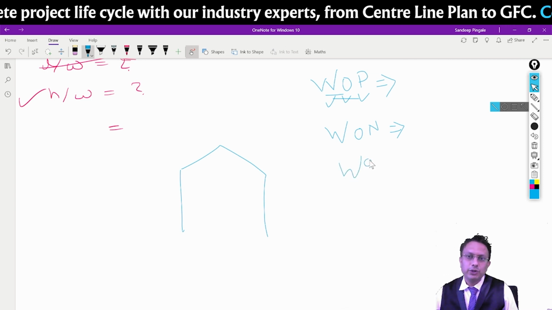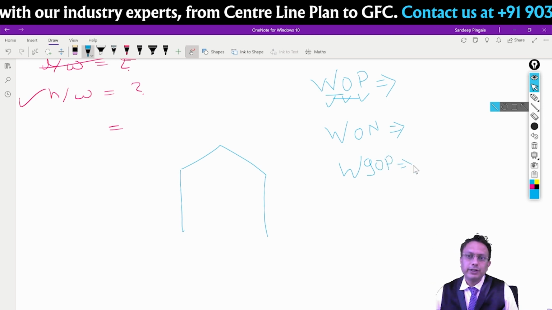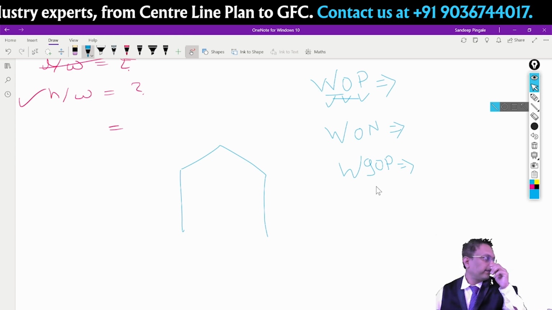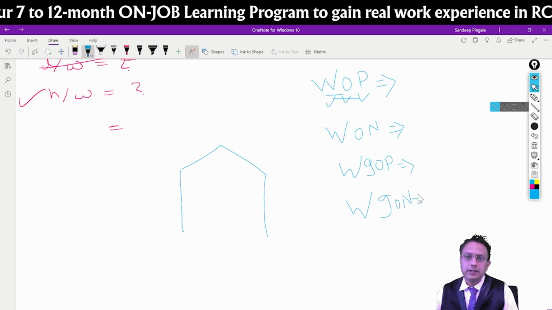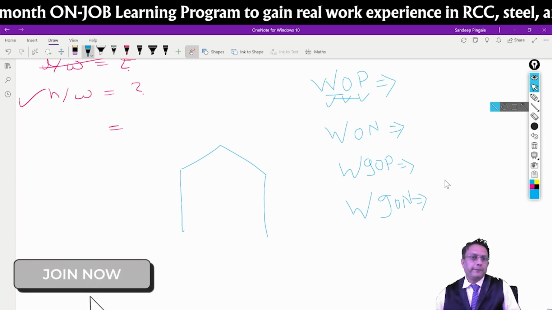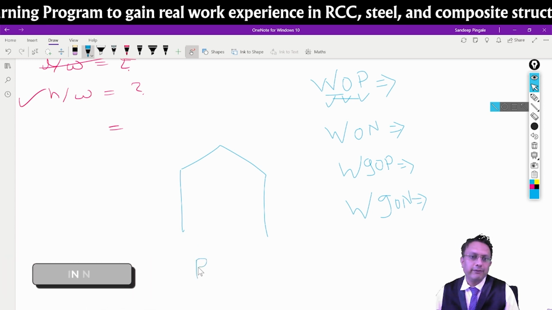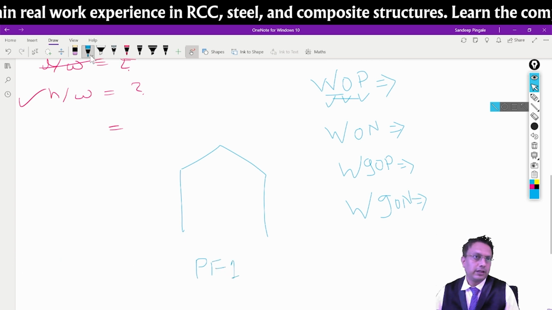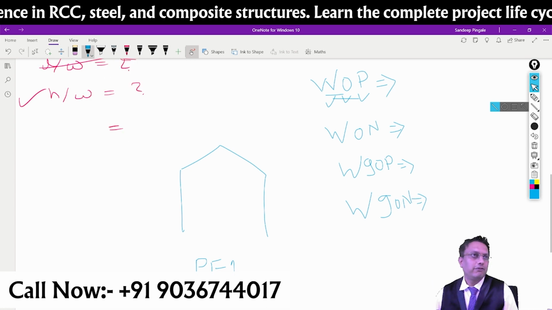Then the next case is W90P. What are these cases? You will be adding them into the ETABS model. Got it? Then W90N. Okay, and what you are going to do is, let's say this is portal frame 1. What is this? Portal frame 1.